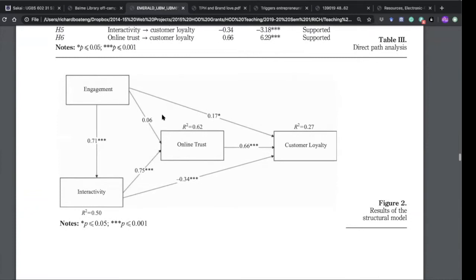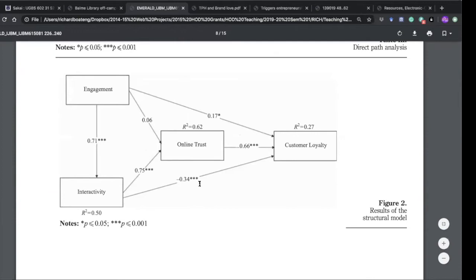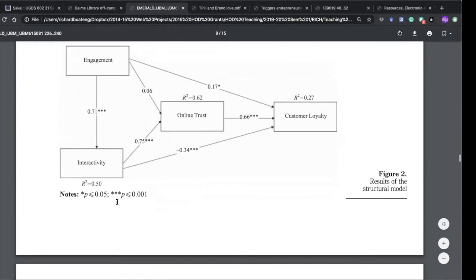So look at it. The results of the structural model tell you the relationships which are significant, and the ones which are very, very significant. So you can see the degree of significance that they have. The ones which are very highly significant, you can see that there are 3 stars there. You can see that one there.